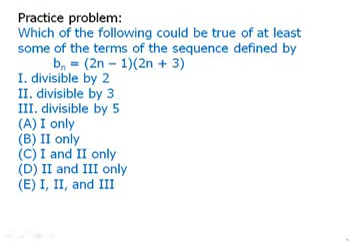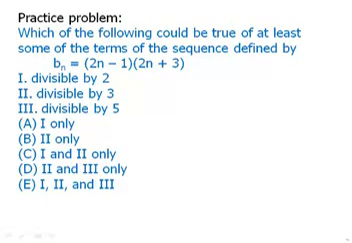So here's a practice problem. Pause the video and then we'll talk about this. Okay, which of the following could be true of at least some of the terms in the sequence defined by that algebraic formula? So could they be divisible by 2, divisible by 3, divisible by 5?